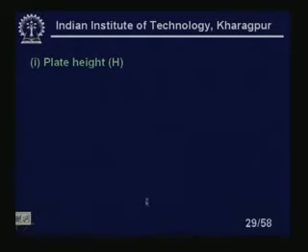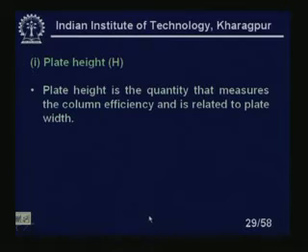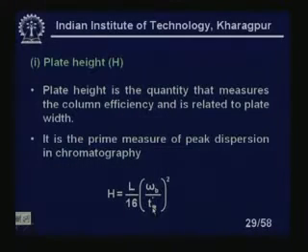Plate height is another parameter we will include here. Plate height is the quantity that measures the column efficiency and is related to the plate width. We will show what the plate height and plate width are. It is a prime measure of peak dispersion in chromatography, which is given by H equal to L by 16 omega B upon T R dash, whole square.